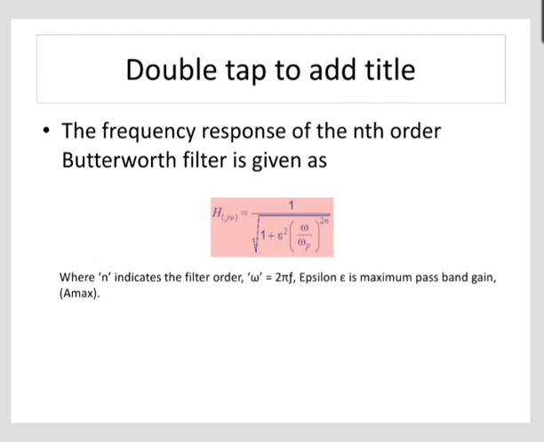The rate of roll-off response depends on the order of the filter. The number of reactive elements used in the filter circuit will decide the order of the filter. The inductor and the capacitor are reactive elements used in filters, but in the case of the Butterworth filter only capacitors are used, so the number of capacitors will decide the order of the filter.